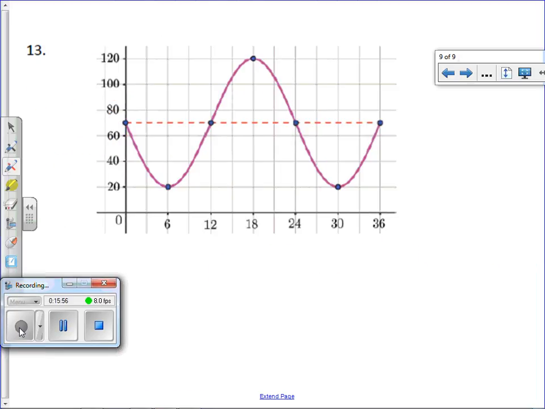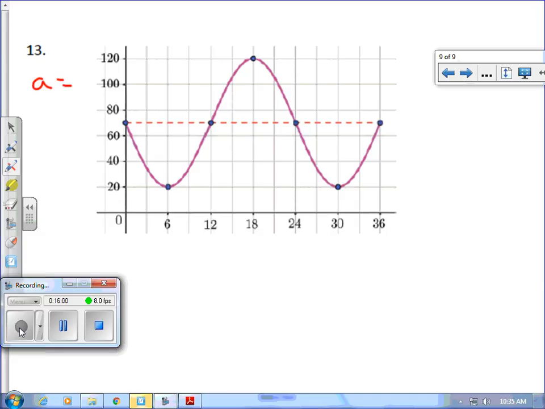And we're backing up to number 13. Amplitude is still the same. It goes from 20 to 120, which is a width of 100. Cut it in half, you get 50. B, how long does it take to complete one cycle? I'm sorry, P is how long it takes to complete one cycle.